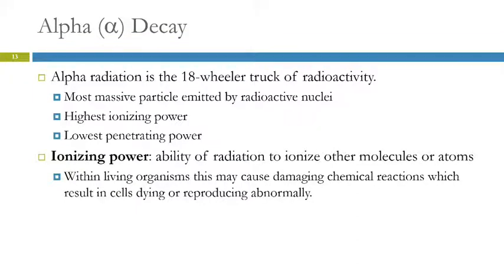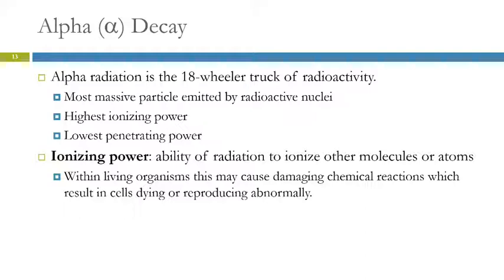So a little bit about alpha decay. We often use the analogy of vehicles to help us understand the characteristics of the different types of radiation. So in terms of vehicles, alpha radiation is like an 18-wheeler truck. It's really big. It's massive. So it's the most massive particle that's eliminated by radioactive nuclei. And it has the highest ionizing power. So ionizing power is the ability of radiation to ionize other molecules. So they can knock electrons off or possibly give electrons to other molecules.